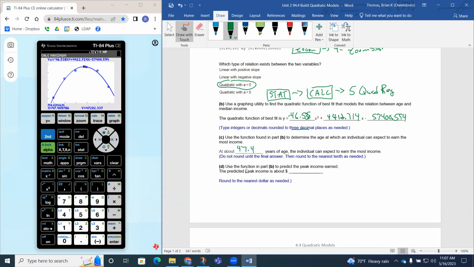So use the function in part B to predict the peak income earned. So the peak income is going to be the Y value here. So the peak income for this individual would be like $47,202, and we want to round to the nearest dollar. So would that be 202 or $203? Since there's a 3 in the tenths place, we just keep it as a 2 then. So we do just want to round to the nearest dollar. Don't need a decimal point then.